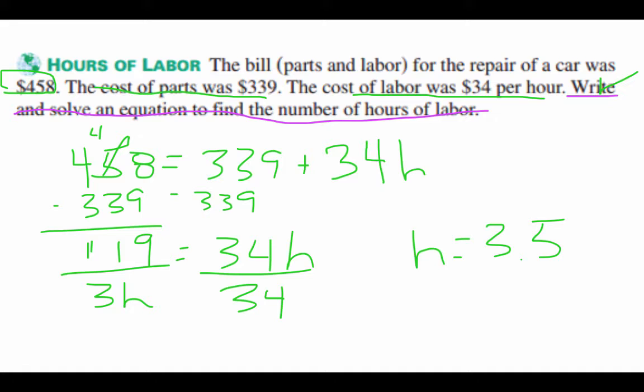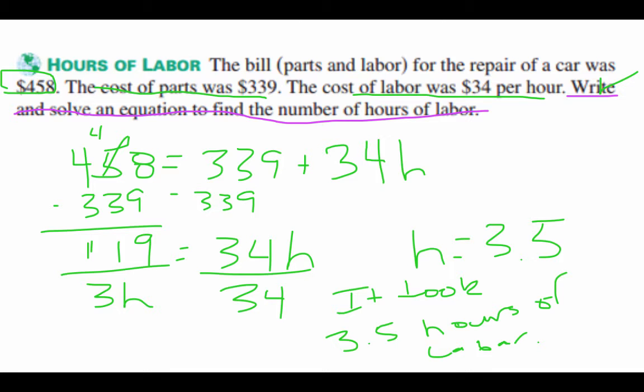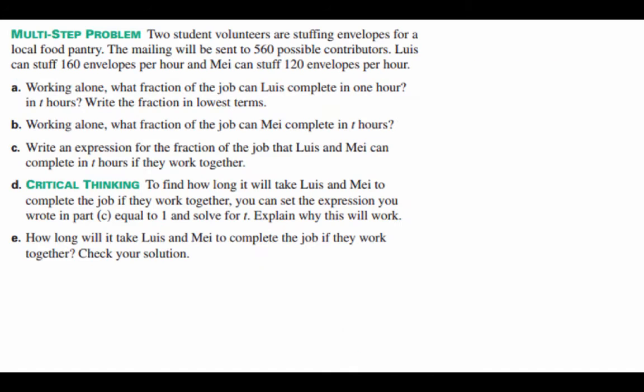Now, am I done? Hopefully you responded no, because I need to know the number of hours. 3.5 is just a number. So I need to write it took 3.5 hours of labor. And now I am done. All right? So again, that's kind of there. This one's a little bit more difficult, but it's something that we can easily comprehend.